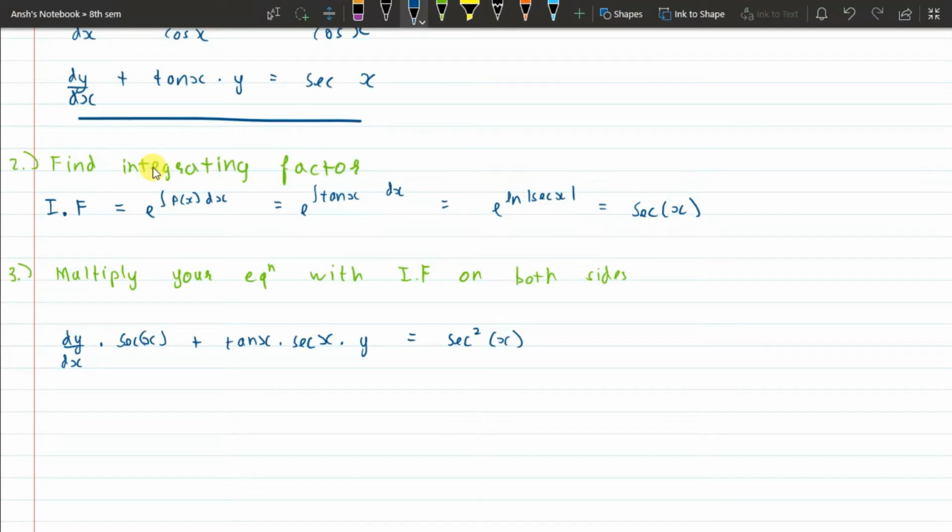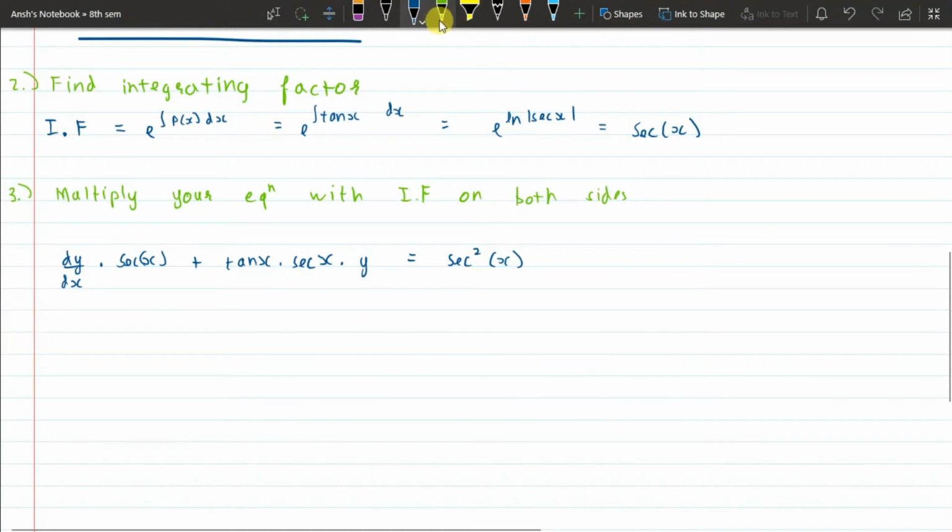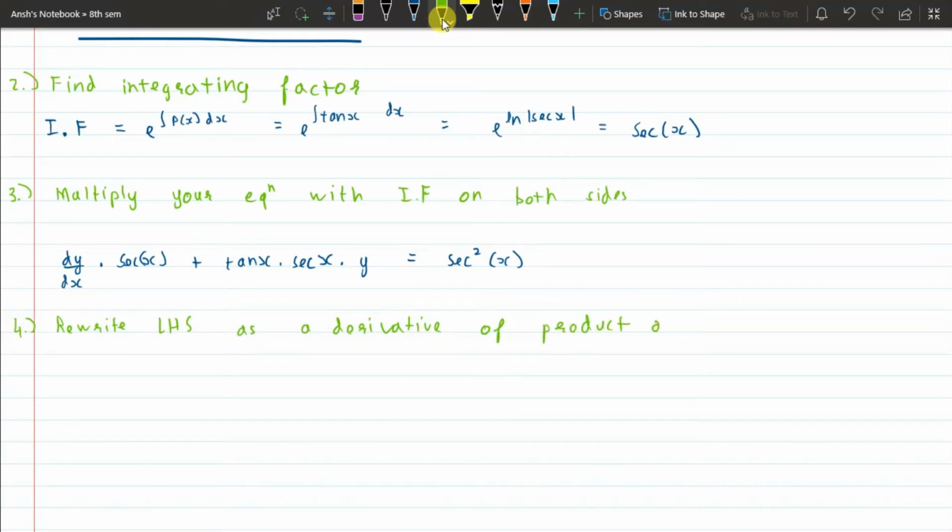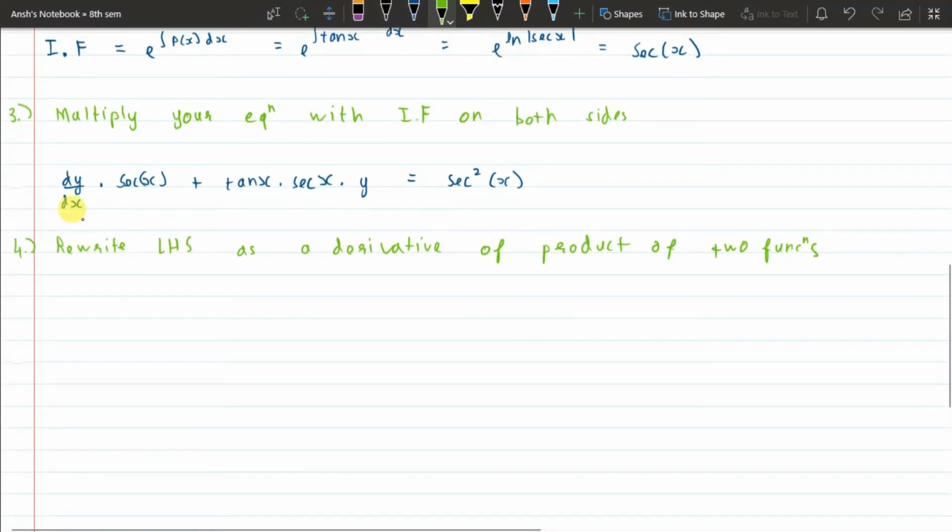So now that you have this equation, the next step is kind of a clever trick. What we do is we rewrite the left hand side of our equation as a derivative of a product of two functions. Don't worry if you don't understand this. What I mean by this is that you take the left hand side of the equation and you write it as the derivative of a product of two functions.